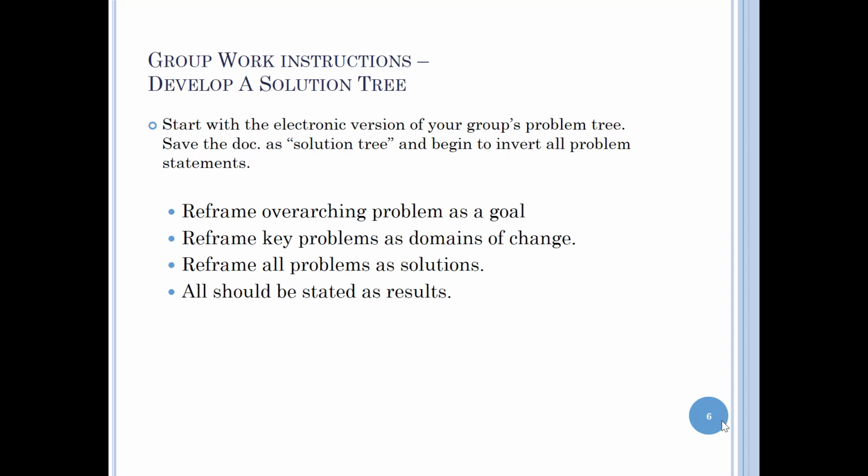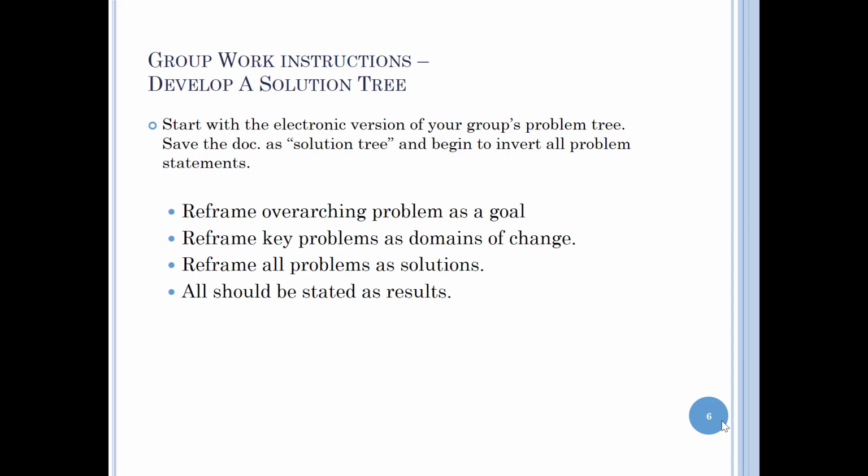Some very summarized group work instructions for you to develop a solution tree. So now you reframe the overarching problem as a goal for the solution tree. You reframe the key problems as domains of change. You reframe all problems as solutions. And all should be stated as results. This is an important aspect.